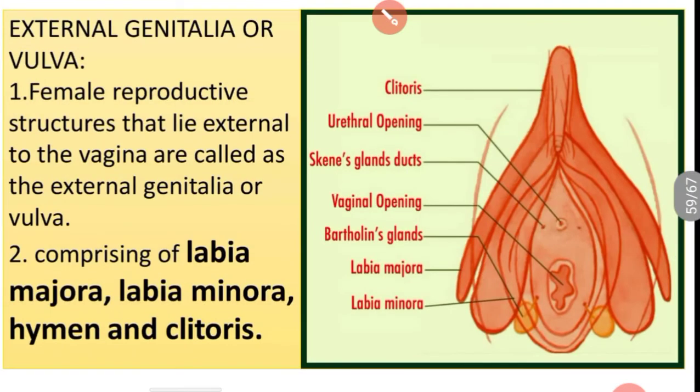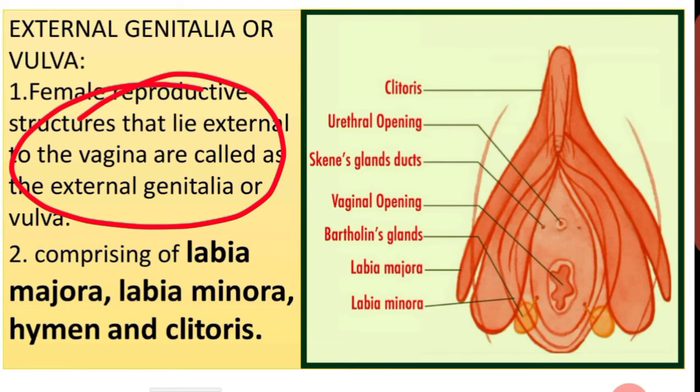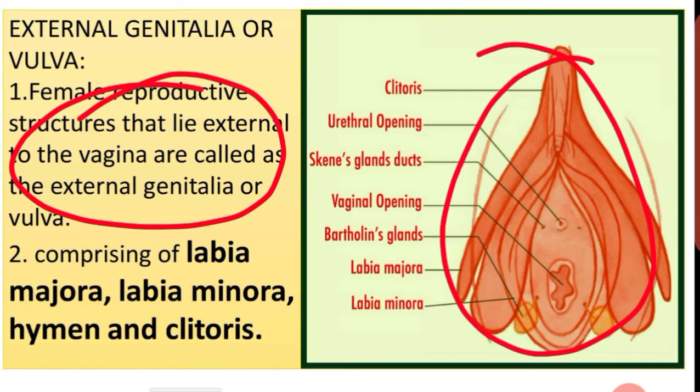Next topic, external genitalia or vulva. Female reproductive structures that lie external to the vagina are called external genitalia. The part that is exterior to the vagina is the external genitalia. Above, we saw the penis, which is protruded or pendulous outside of the abdominal cavity, right? In the same way, in the female we call the external genitalia the vulva, right? It is actually exterior to the vagina.